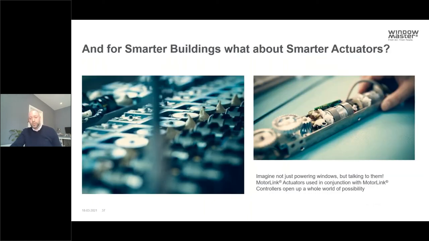Of course, for smarter buildings, what about smarter actuators? This is where I just wanted to take a look at the differences with our motor-link actuators. So the simplest way I think of looking at it is, imagine not just powering windows open and closed, but actually talking to them. Our motor-link actuators, used in conjunction with our motor-link controllers, allow us to open up some really important extra functionality to optimize the performance of the building and occupant satisfaction, and really make our buildings just work that little bit more efficiently and compliantly, keeping occupants happy and optimizing performance and control.